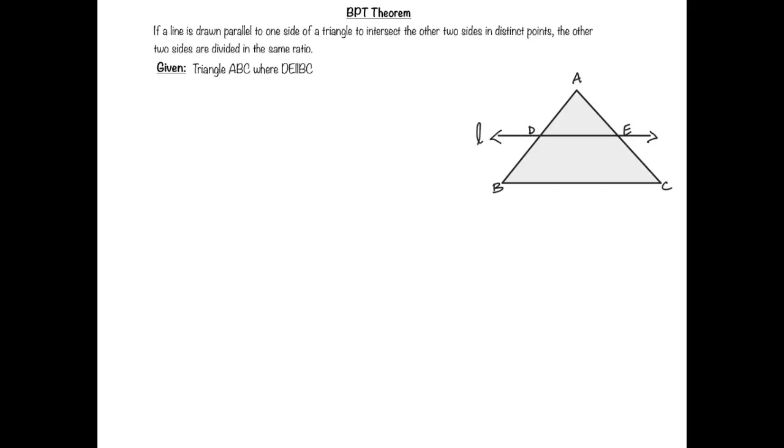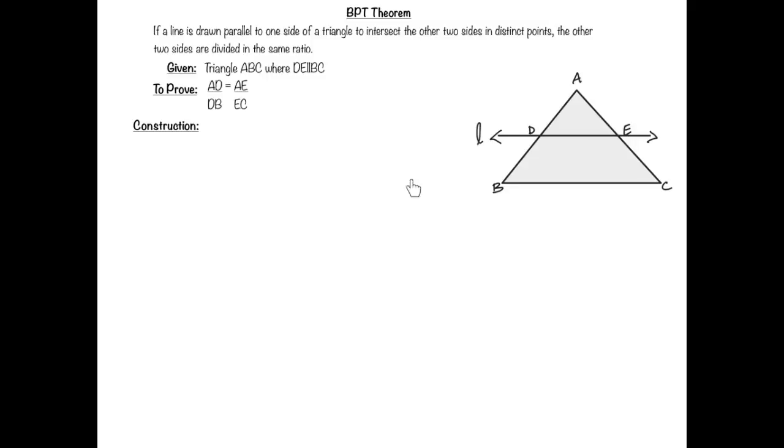So, let us move on to what is given. Okay, we are given a triangle ABC. Okay, and where DE is parallel to BC. And what we are supposed to prove, that the ratio of the other two sides, that is AD upon DB, is equal to AE upon EC.